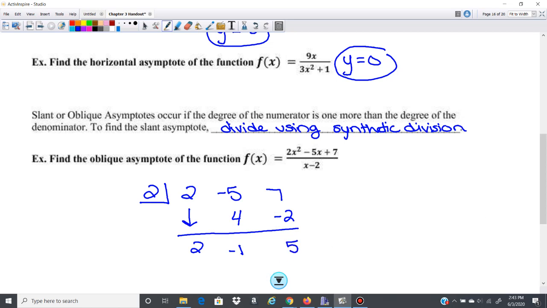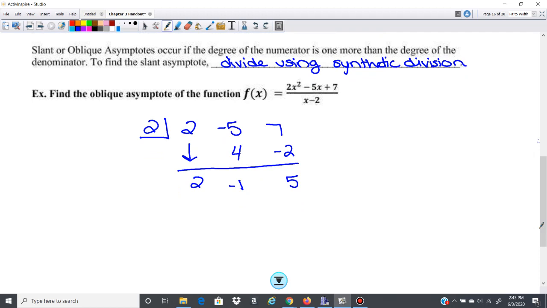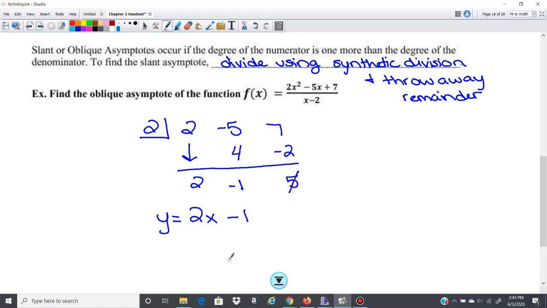Now the cool thing about this one is that you can actually just throw away the remainder. So divide using synthetic division and throw away the remainder. You're going to have a y equals mx plus b line here. So for this one, you're going to have y equals 2x minus 1. I get the 2 from here, the 1 right here. I just take this remainder here and I throw it out. This is my slant asymptote. Let's take a look at what this graph looks like.